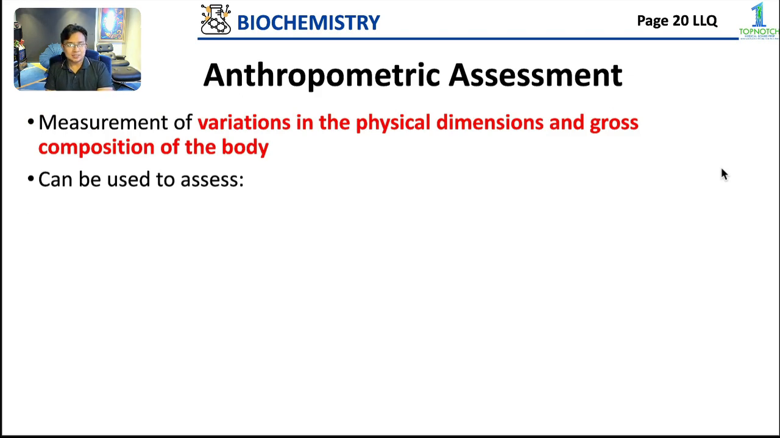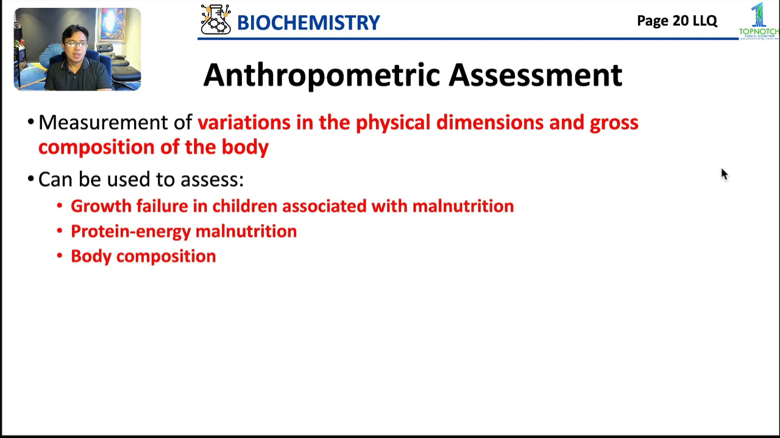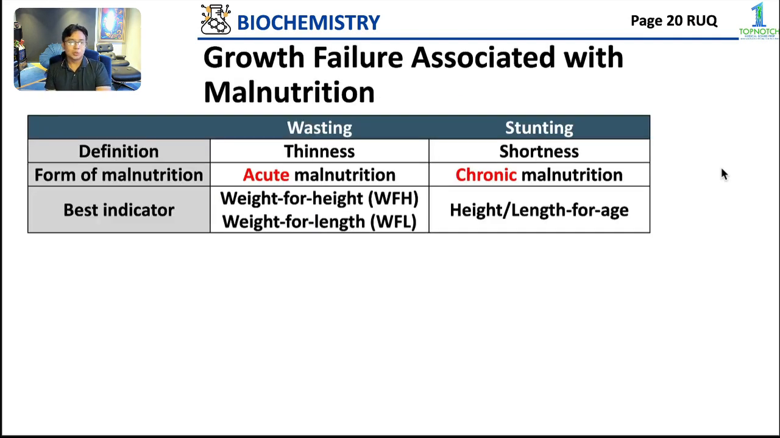Now, anthropometric assessment refers to the variation of your physical dimensions and gross composition of the body and how they are related with nutrition. And they are useful kasi kailangan mo siyang malaman to assess 1, growth failure in children, protein energy malnutrition, and body composition. Let's first focus on growth failure.